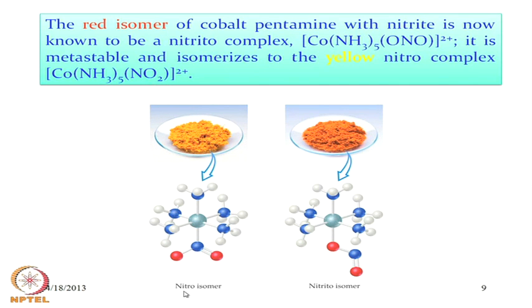So, we can have two isomers, one binding through the nitrogen and another binding through the oxygen. This particular one, the red compound, and this is the yellow compound. In the red isomer, the oxygen of this nitrite group is bound to the cobalt center, and here the nitrogen of the nitrite group is bound to the cobalt center. So, the color is drastically changing from one to the other.